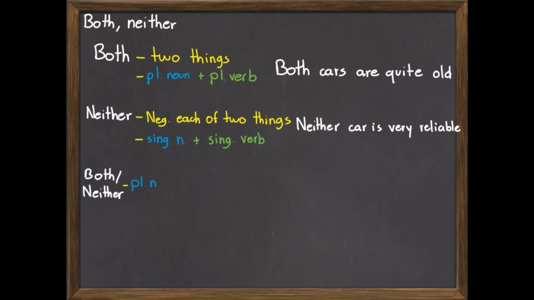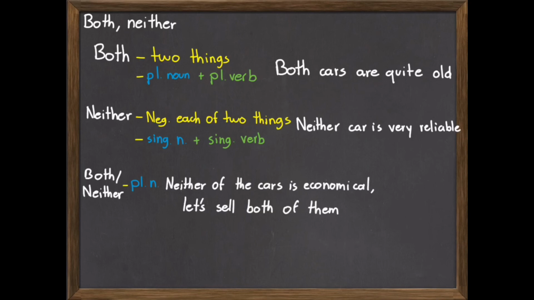Now, we can use both and neither with a plural noun or pronoun. For example, neither of the cars is economical, so let's sell both of them. I hope it was clearer now, the usage of both and neither. Also, this is it for this video of grammar.